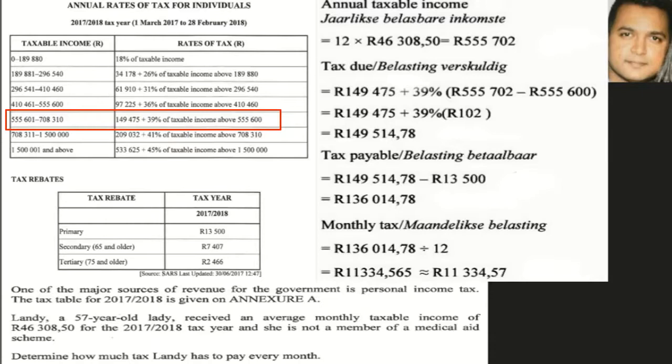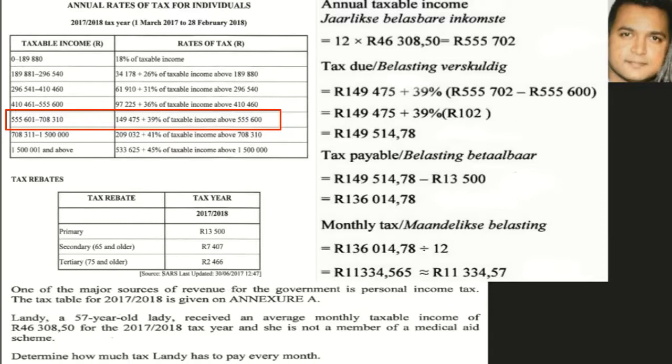Once it falls within that bracket, I look at the right hand side and I see there's a certain statement given to me which I must follow. So this is what I will write down as soon as I know which bracket it falls under. Under the heading called tax due, I've written exactly what's in that right hand side column, highlighted by the square. The only difference is it says there 39% of taxable income above 555,600. Now what do we mean by this, the taxable income above?